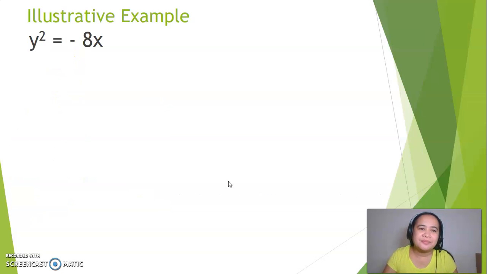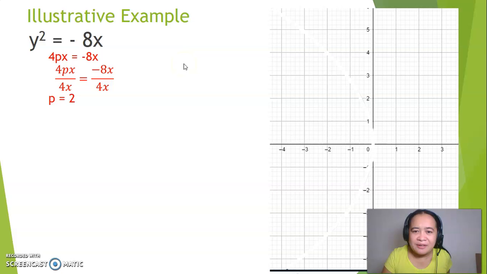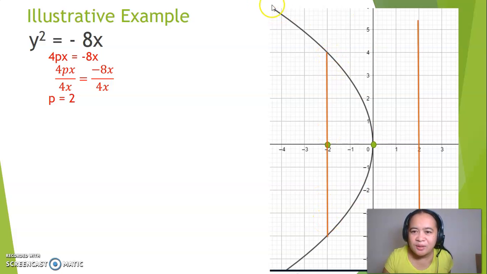Another example. Now, this time, it's the y that's being squared. Let's solve for p. So, 4p x equals negative 8x. Solving for p, our p is positive 2. y is squared and 4p is negative. So, therefore, it opens to the left. So, with this graph, (0, 0). Count 2 here and count 2 at the back to get the directrix. So, if this is 2, times 2, so 4 to one end and 4 to the other end. Connect with the curve. This will be our graph.